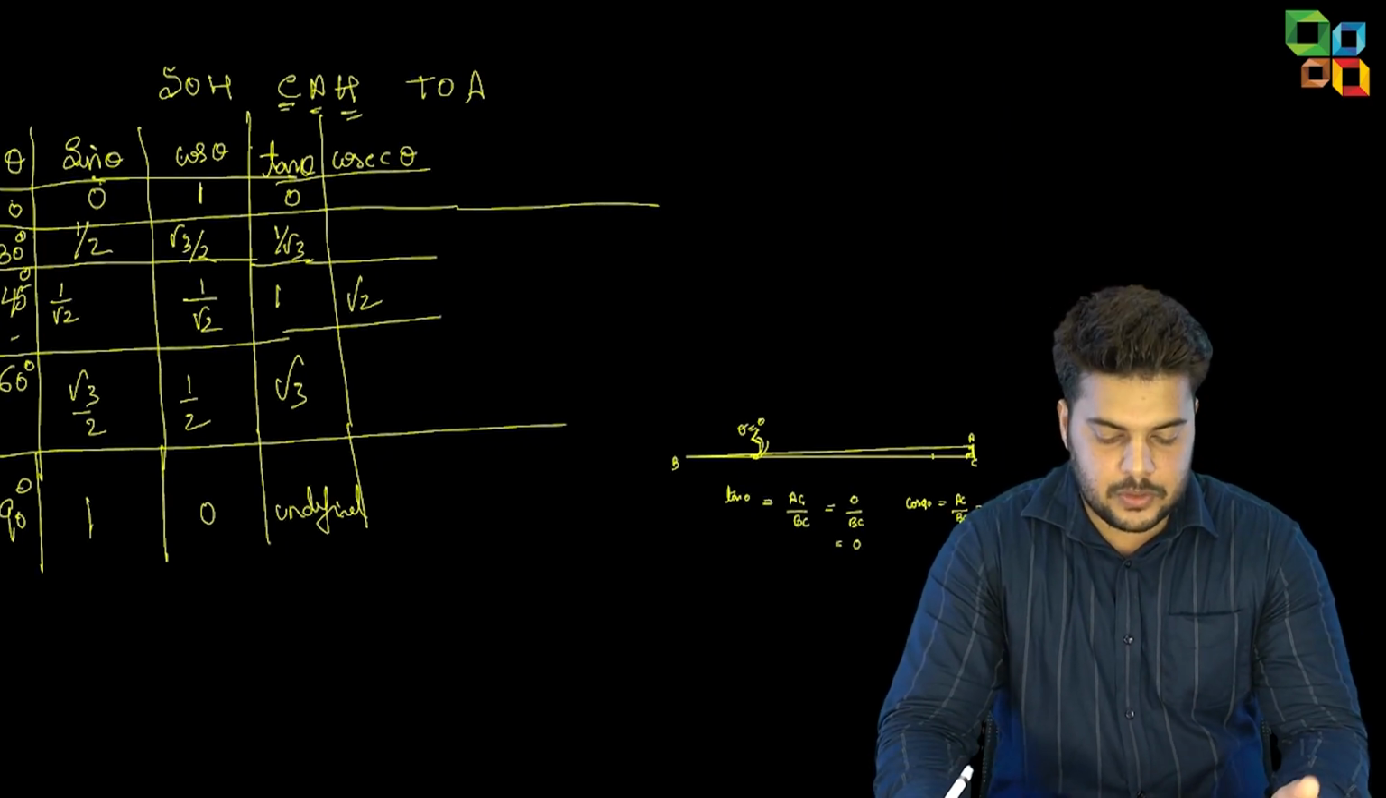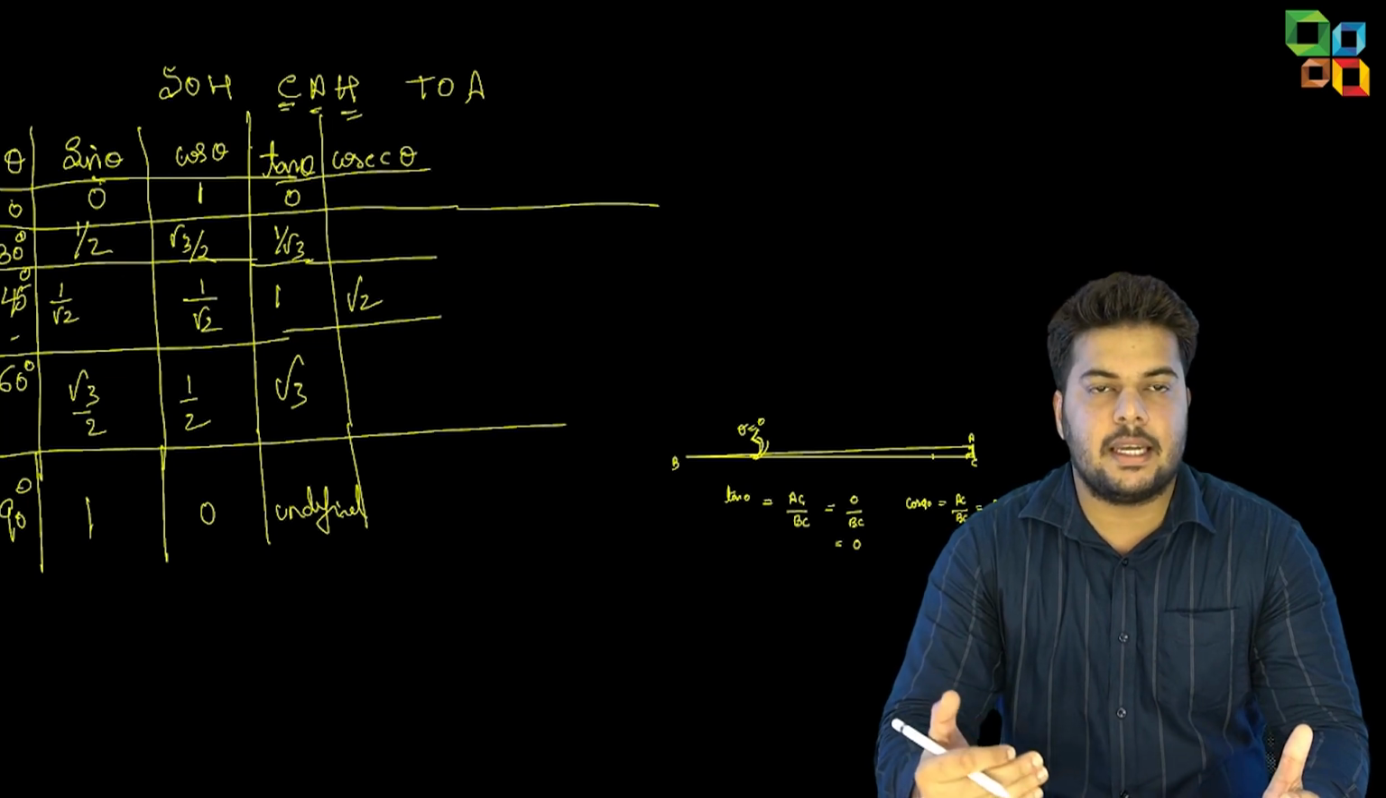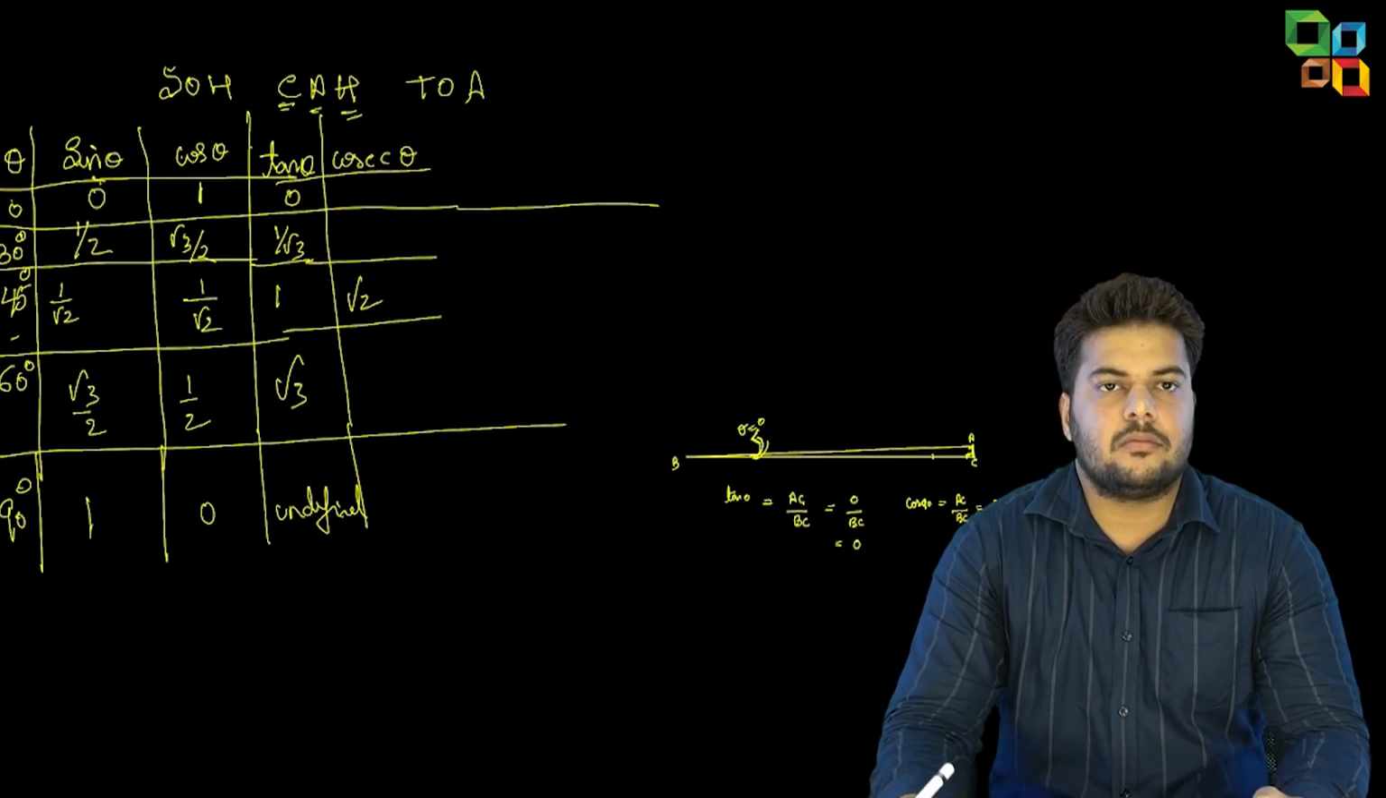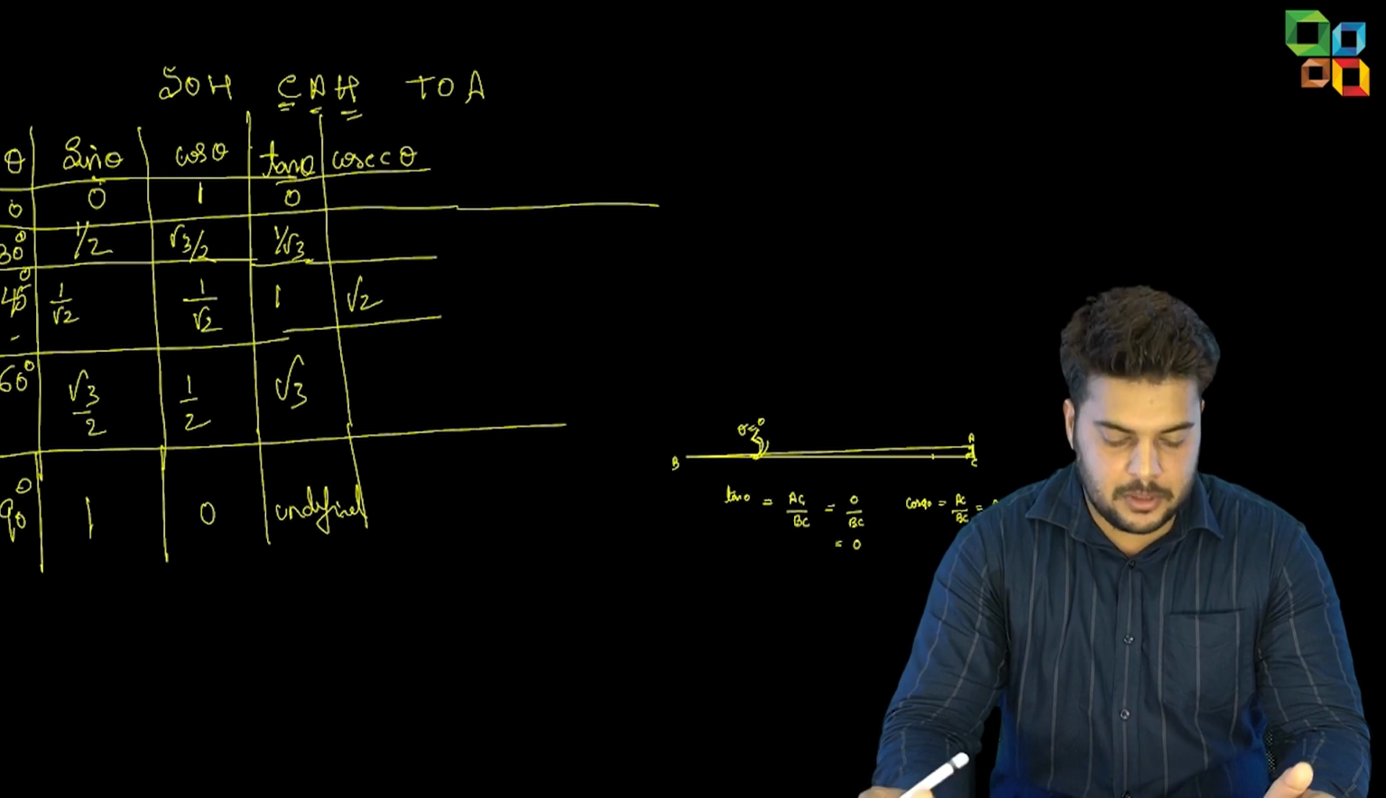Okay, these are the ratios. Your job is to find cosecant theta, secant theta, and cot theta. Once you've got this table, we'll do something useful with it.